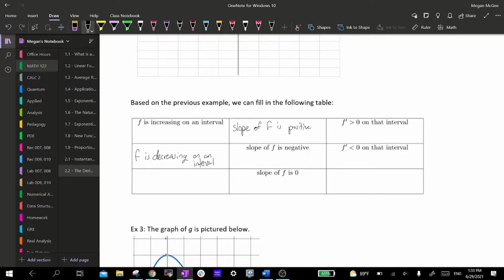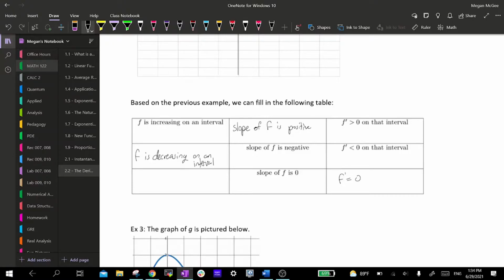All right, how about this last line? The slope of f is 0. Well, we know that the derivative of a function is the slope at that point, right? So we could go ahead and fill out over here. If the slope is 0, then the derivative must also be 0.